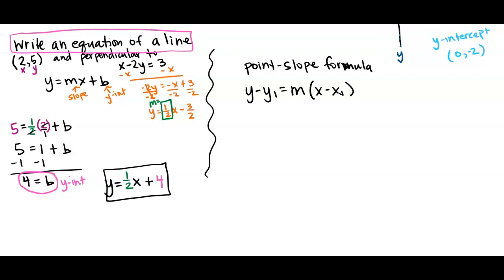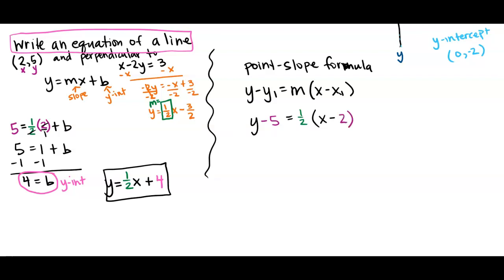The other way you can do it is to use the point slope formula. You'd still have to do this part in orange here where you're figuring out what the slope is, but then you put it into this formula. So I have y minus y1, which is my 5. So y minus 5 equals m, which is my 1/2, x minus x1, which in this one is 2. I'm just putting those things in.